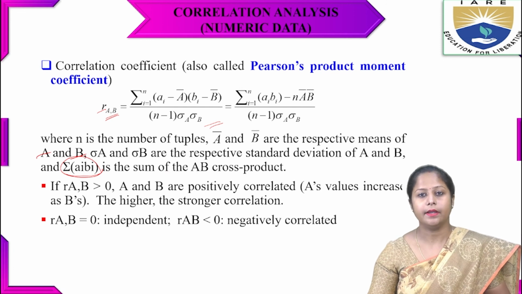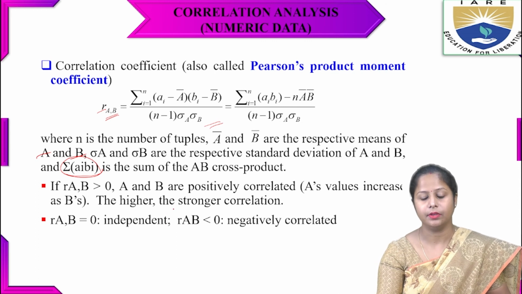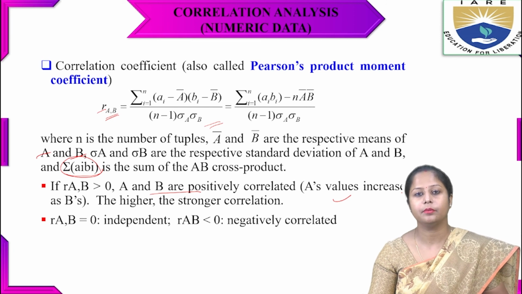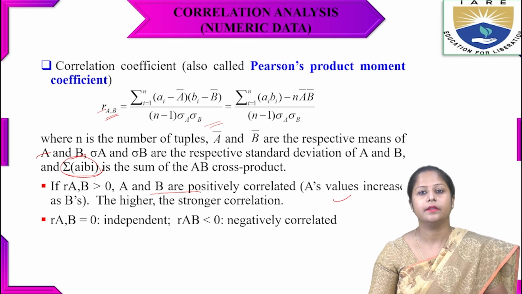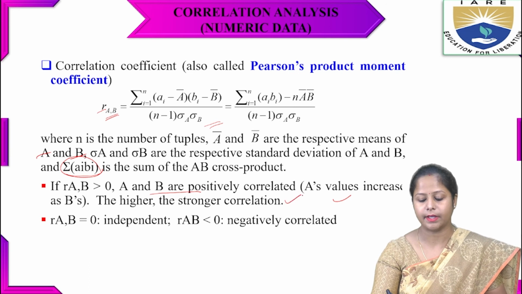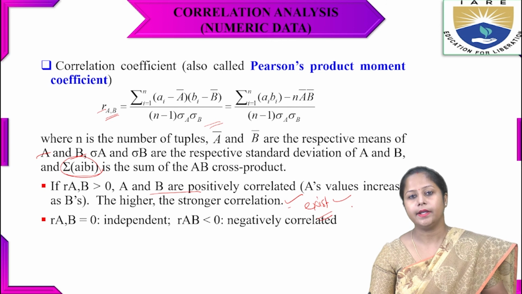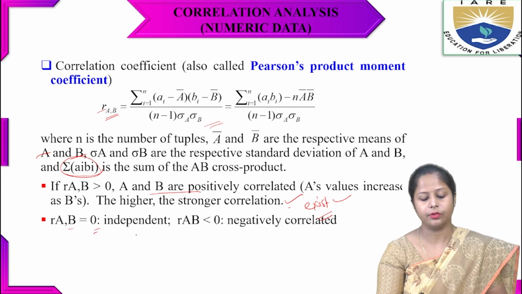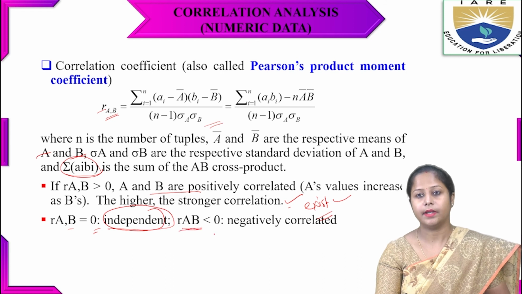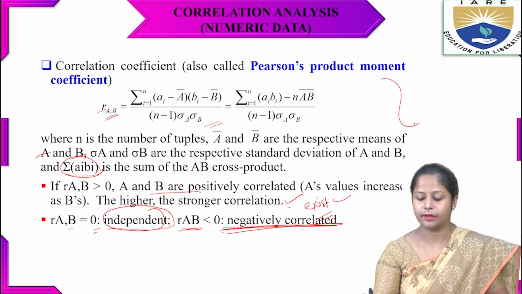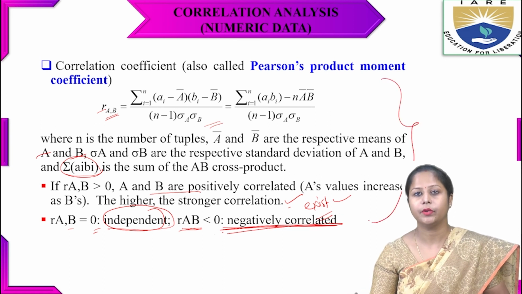If r_AB is greater than 0, A and B are positively correlated: A's values increase as B's values also increase. The higher the value, the stronger the correlation. If r_AB is equal to 0, then they are independent. If r_AB is less than 0, they are negatively correlated. So this is the formula to calculate the correlation coefficient.